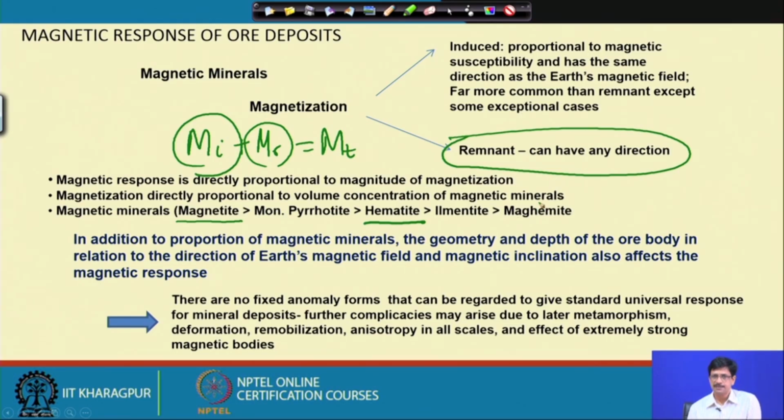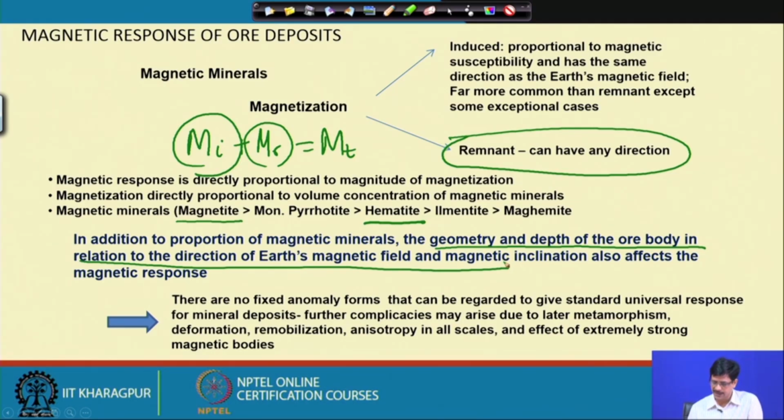So, the magnetism or the magnetic field, that is, the perturbation or the magnetic anomaly that will be observable and identifiable, will be basically coming out of this. So, in addition to the proportion of magnetic minerals, the geometry and the depth of the ore body in relation to the direction of the Earth's magnetic field is also an important criterion, and there are no fixed anomaly forms that can be regarded to give a standard universal response to mineral deposits.